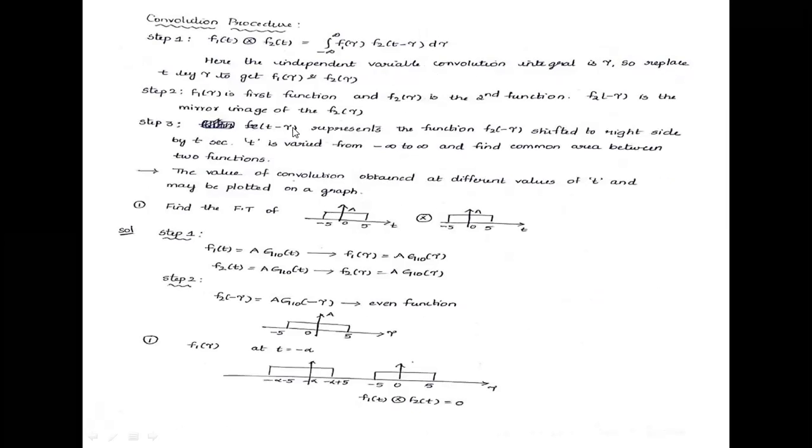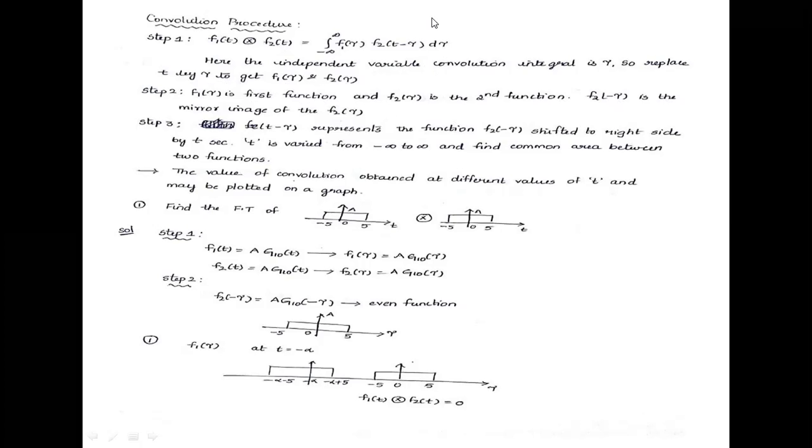See one example here, the procedure for how we can find the convolution when we are given any two signals, using the graphical representation. The convolution formula for f1 of t and f2 of t is the integral of f1 of tau f2 of t minus tau d tau. Here the independent variable of the convolution integral is tau. So replace t by tau to get f1 of tau and f2 of tau. In the second step, f1 of tau is the first function, and f2 of minus tau is a mirror image of f2 of tau.